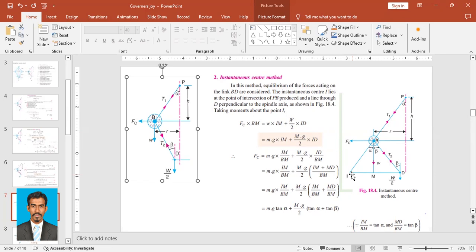Why do we do this? In order to take the moment about any of the points. So we take this instantaneous center point to take moments, right? In the previous case, we just resolved the forces. We didn't go for the moment, but here we are going to do it with the help of moments, right? So if I take this instantaneous point, based on this point, we are going to take the moments.